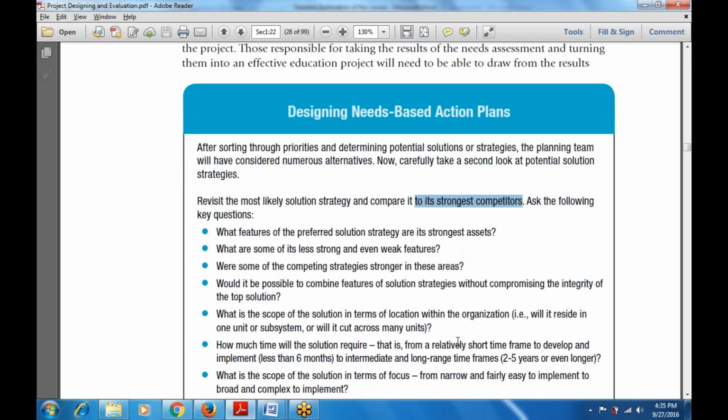Then, what is the scope of the solution within the organization? How is it built and how is it used within the organization? Then how much time will the solution require? It could take 6 months, or a year, even 2 to 5 years, from a relatively short time frame to develop and implement, less than 6 months, to an intermediate and long-term time frame of 2 to 5 years or even longer.